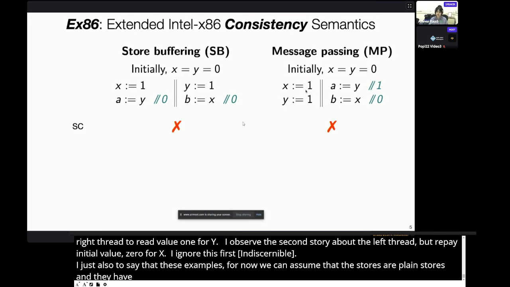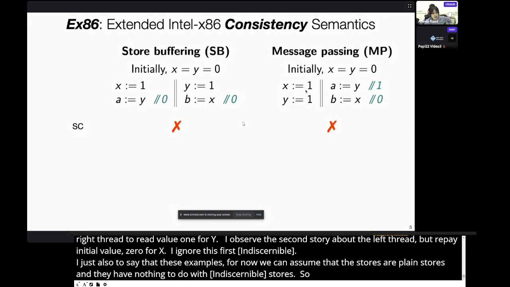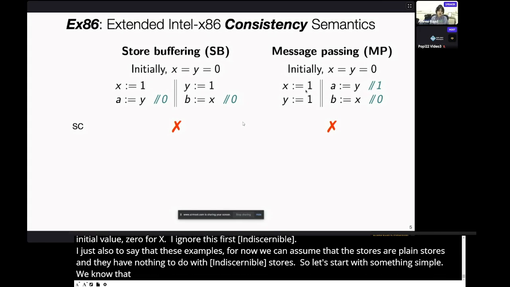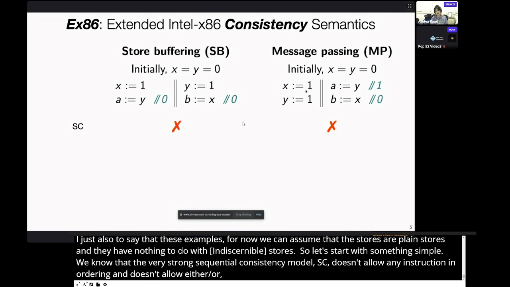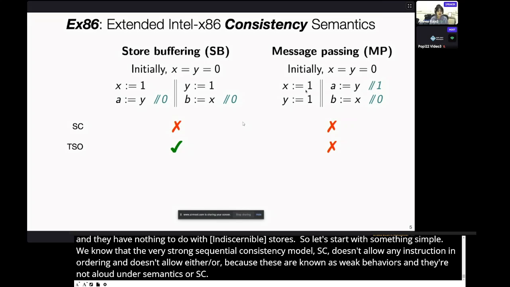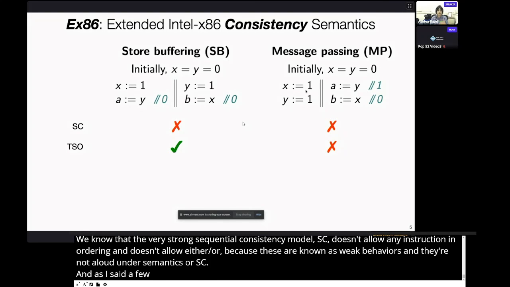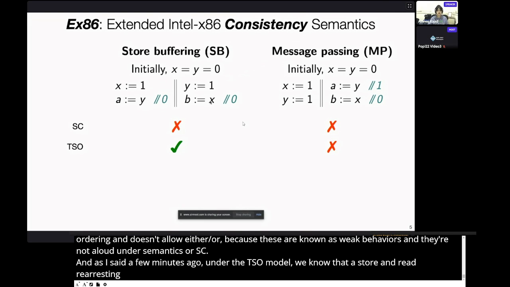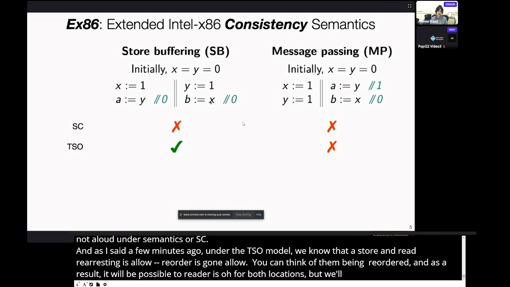So let's start with something simple. Well, we know that the very strong sequential consistency model, SC, doesn't allow any instruction reordering and doesn't allow either of these annotated behaviors, because these are known as weak behaviors and they're not allowed under Intel x86 semantics or SC. And as I said a few minutes ago, under the TSO model, we know that store and read reordering is allowed. So you can conceptually think of these two read operations being reordered before the earlier stores. As a result, it will be possible to read 0 for both of these locations, but we won't be able to observe the message passing behavior.